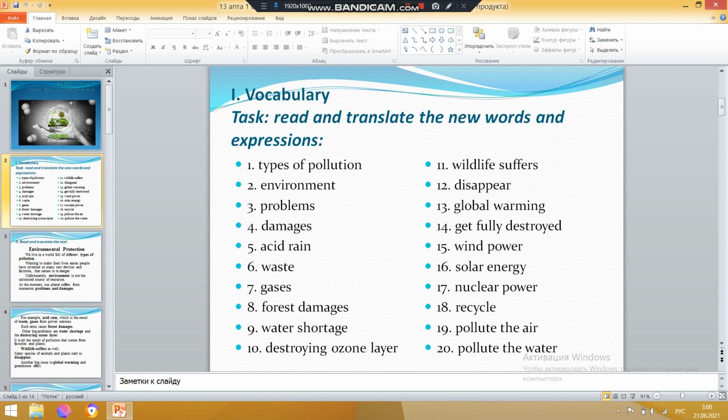Types of pollution, environment, problems, damage, acid rain, waste, gases, forest damage, water shortage, destroying an ozone layer, wildlife suffers, disappear, global warming, get fully destroyed, wind power, solar energy, nuclear power, recycle, pollute the air, pollute the water.